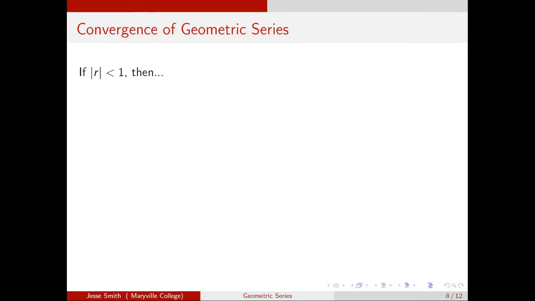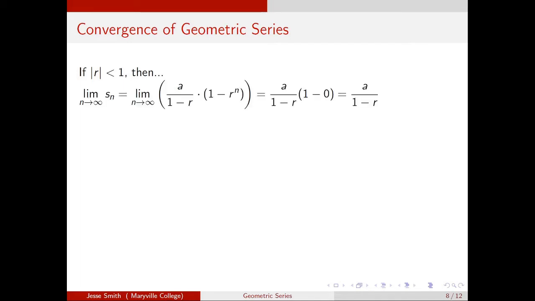Well, if the absolute value of r is less than 1, again, that means that r is between negative 1 and 1. I can take the limit as n goes to infinity of s sub n. This is the formula we derived from before. This constant multiple can come out in front of the limit by properties of limit laws. The limit of this difference is simply 1 minus the limit of this, but we saw from our graphs that limit will be 0. So I simply get this number times 1, so I simply get that constant multiple in the front, a over 1 minus r.